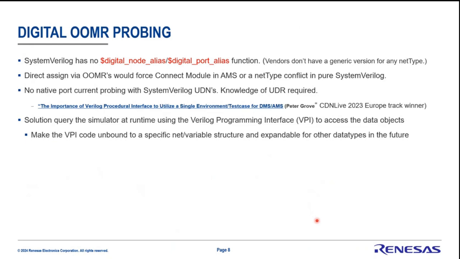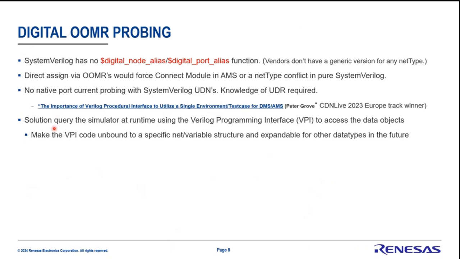Then there's the next problem that in digital there's no native current probing in the SystemVerilog UDNs, you need to know the user-defined resolution. So some vendors supply like an ENet, which is meant to model electrical behavior. There's currently no way of doing port currents. There is a paper that was presented at CDN Live last year, which shows how you can do this and create a port current in DMS as well.